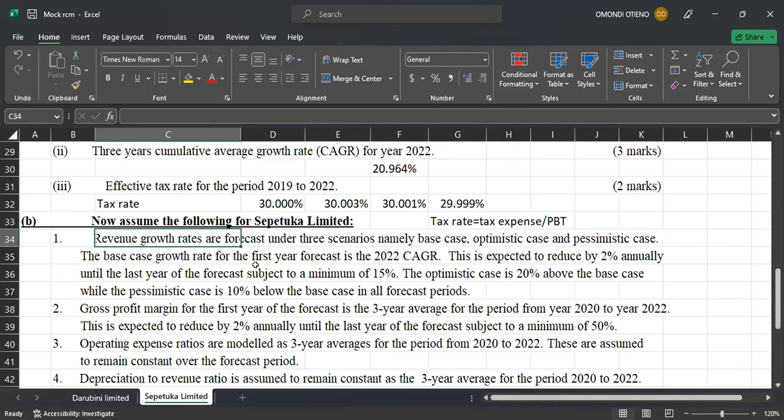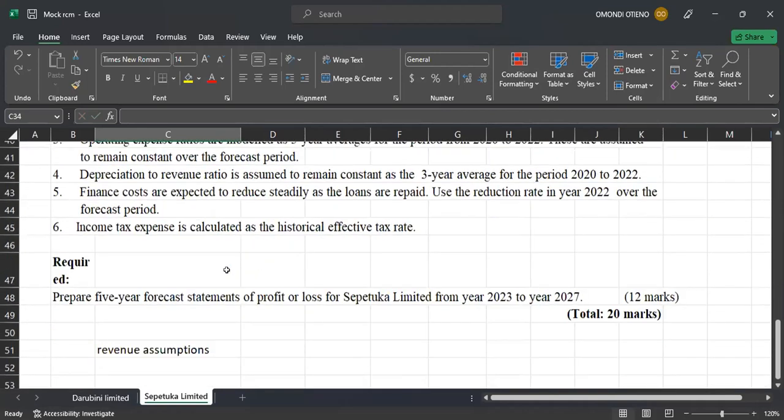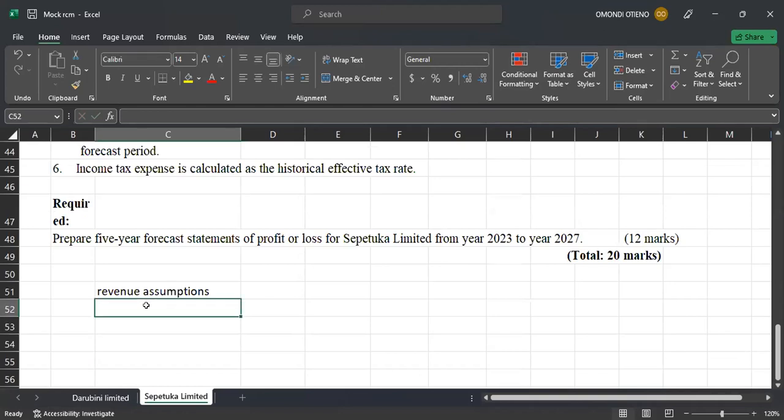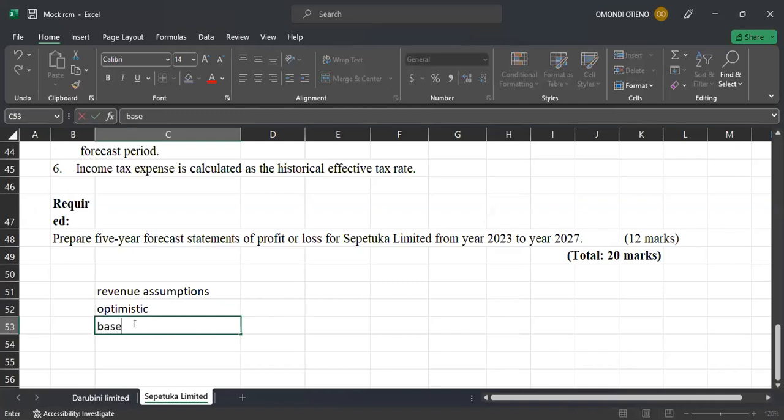So this is a question of the scenario manager. There are 3 scenarios. And these 3 scenarios we have are best case, base case, and the worst case scenario. So best case is what we call optimistic. You can write it down there, optimistic. Then we have the middle one, which is the base, B-A-S-E, base. And then now we have the worst case, which is pessimistic.